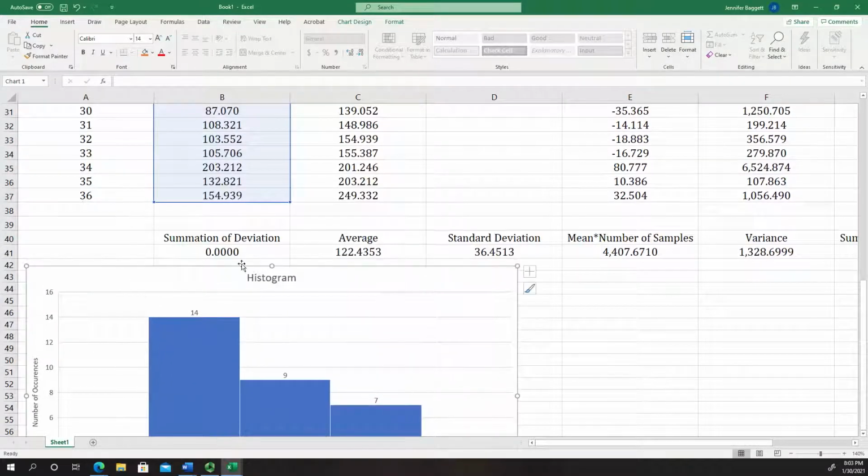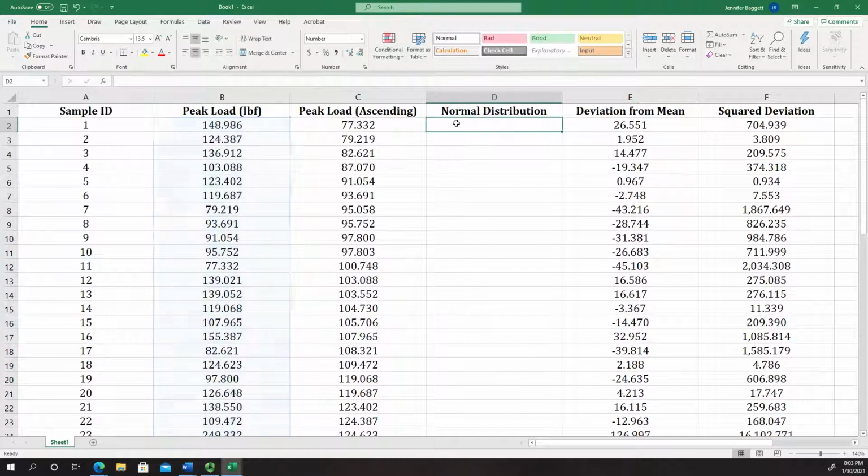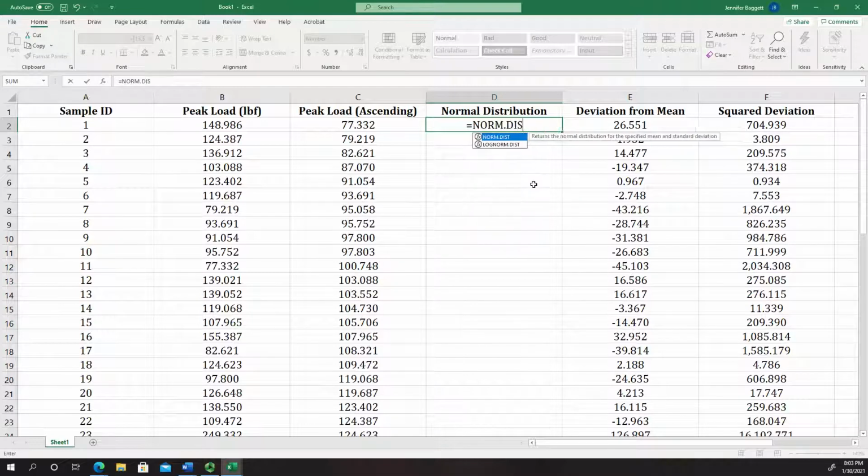So if you want to do the continuous plot, we'll do the representation for that to show it. So in this, we need this normal distribution column and those ascending values. So for this, there's a value built into Excel called norm.dist. So if we do norm.dist, then it'll ask for 4 main values.